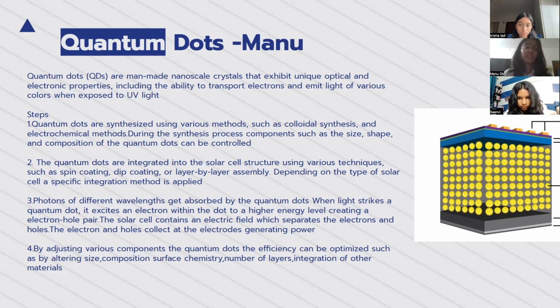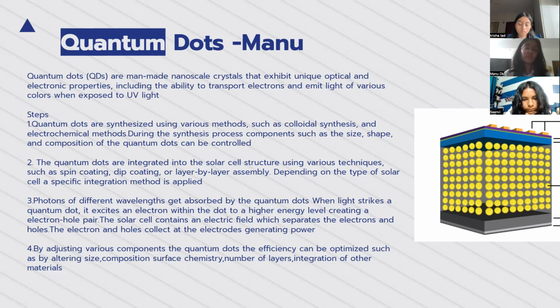Photons of different wavelengths then get absorbed by the quantum dots when light strikes them, and this causes an electron within the dot to be excited to a higher energy level, creating an electron-hole pair. The solar cell contains an electrical field which separates the electrons and the holes, and the electrons and holes collect at electrodes, which generate the power.